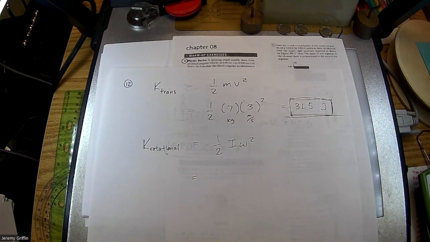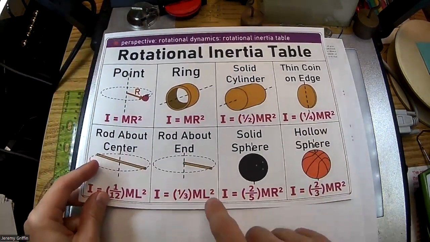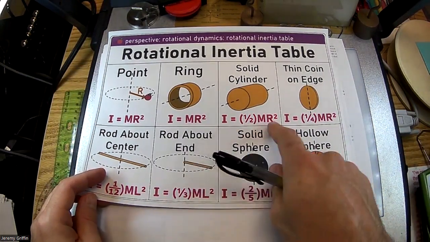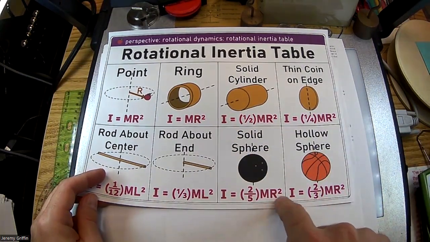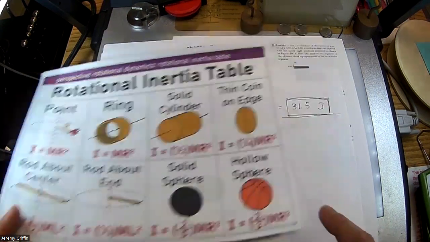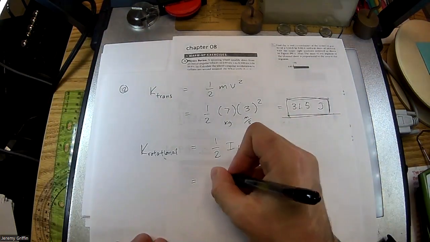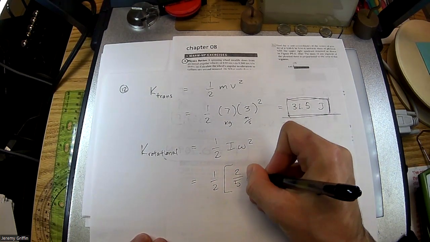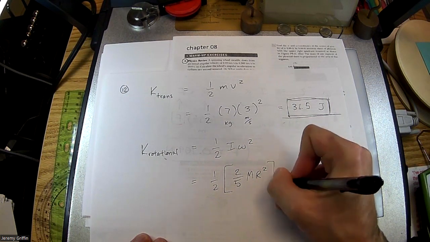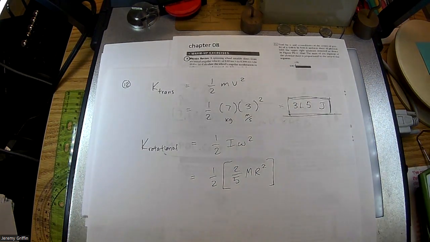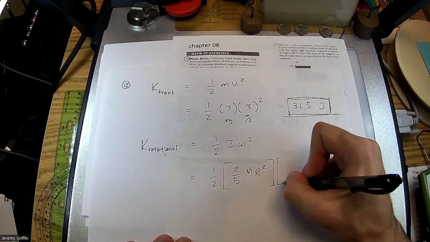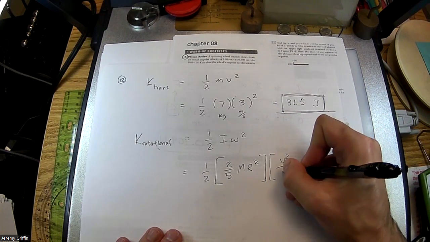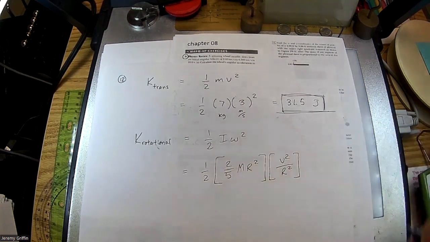So I go to my rotational inertia table. If AP asked you this question, they would kind of give this to you. So we got 2/5 m r squared for a bowling ball or any solid sphere. I think that's a good one to know, though. I'm going to substitute that right here: 2/5 m r squared for the bowling ball, and omega is V over R, and it's being squared. So can I just call that V squared over R squared?